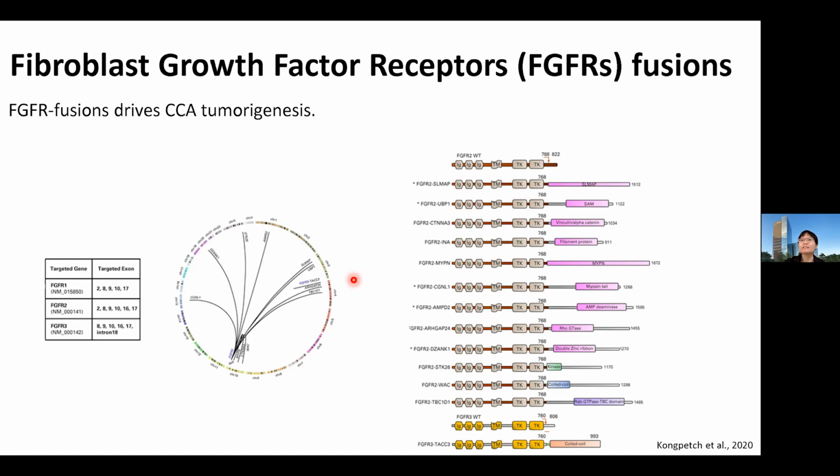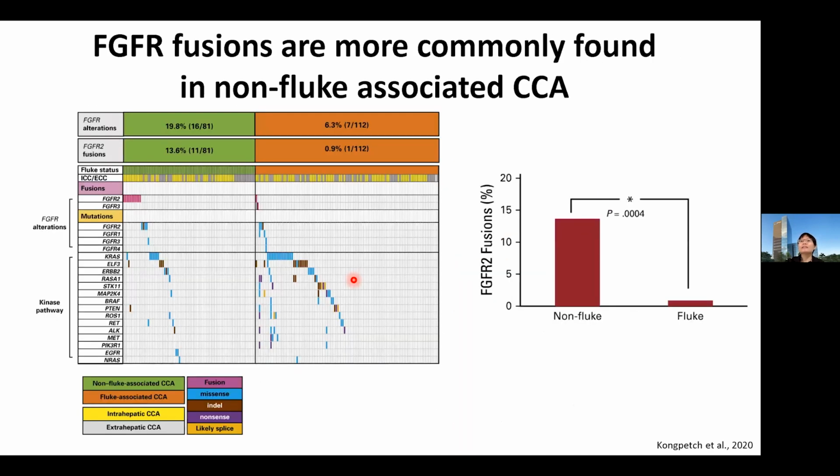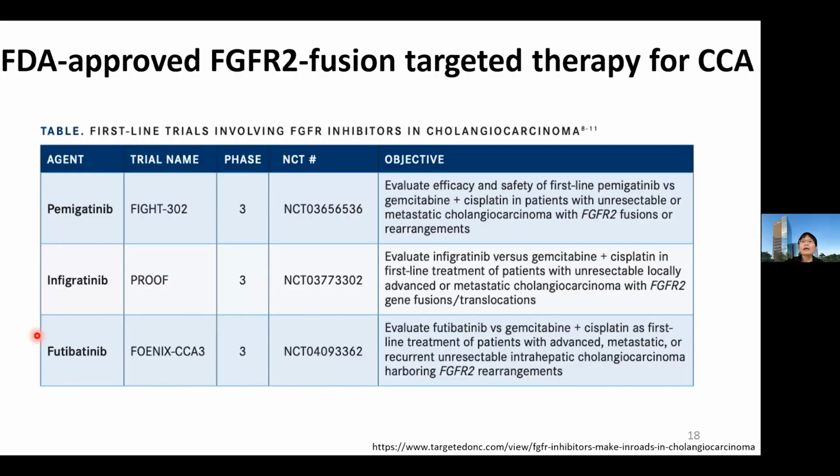When we examined further, we found that, interestingly, the FGFR fusion appears to be more commonly found in non-fluke associated cholangiocarcinoma compared to Fluke positive cholangiocarcinoma. In contrast, mutations in the kinase pathway are more associated with Fluke positive cholangiocarcinoma compared to Fluke negative cholangiocarcinoma. This is significant because there have already been 2 FDA-approved drugs for the FGFR2 fusion protein.